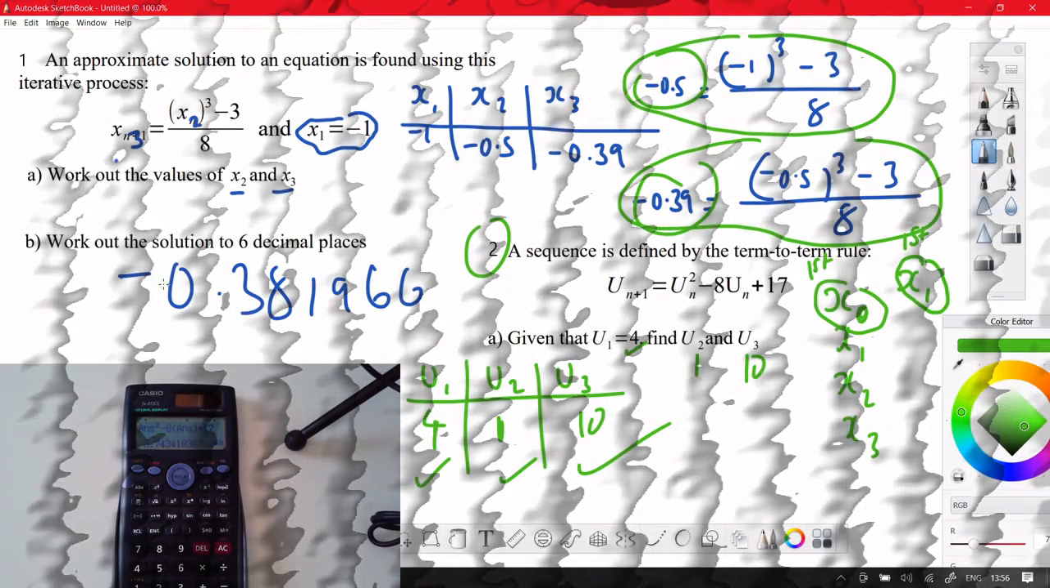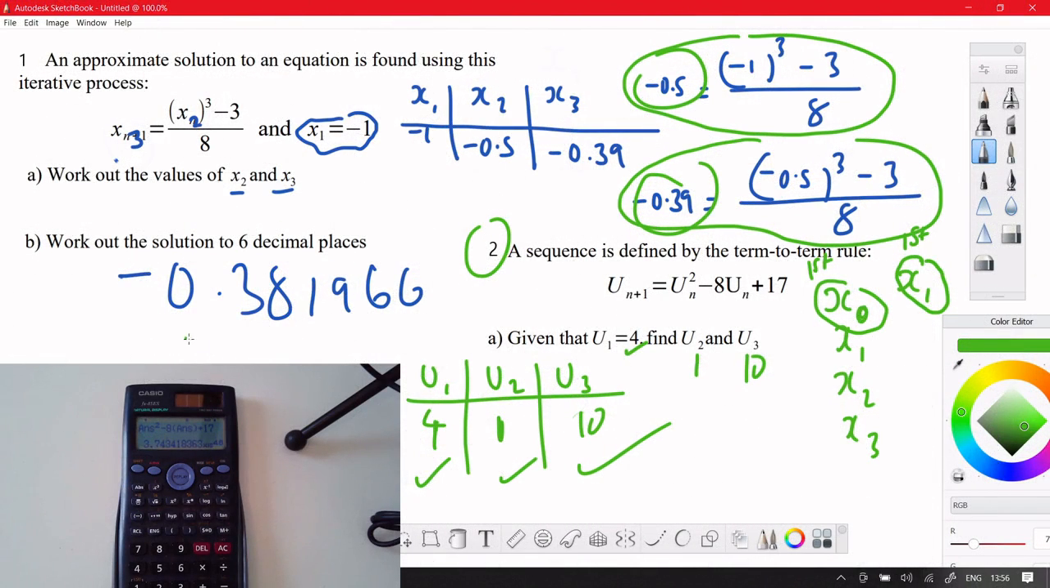What we had here in this one, as I kept pressing the equal button, the solution converged to a number. Whereas with this one, every time you press the equal button, the answer kept on diverging. Kept on getting bigger and bigger.